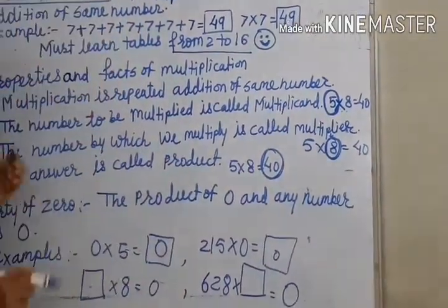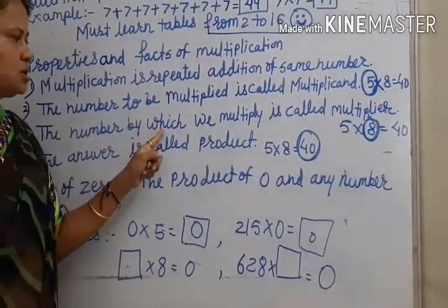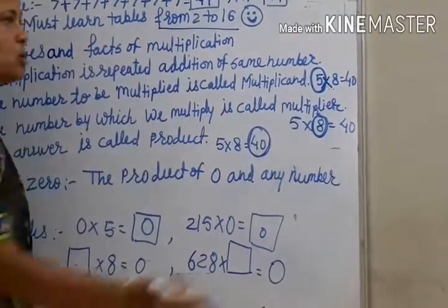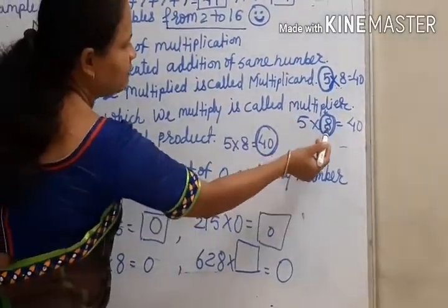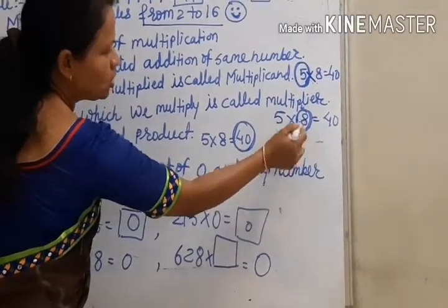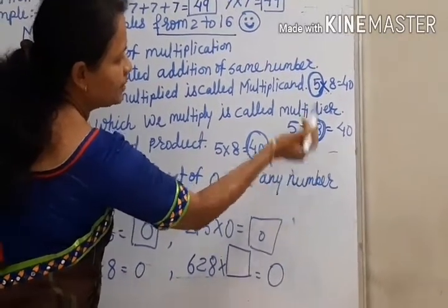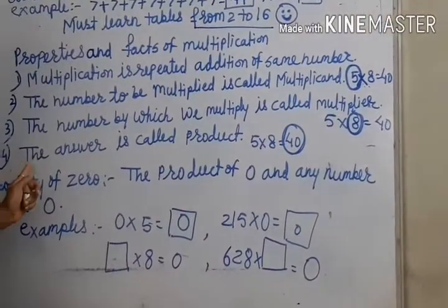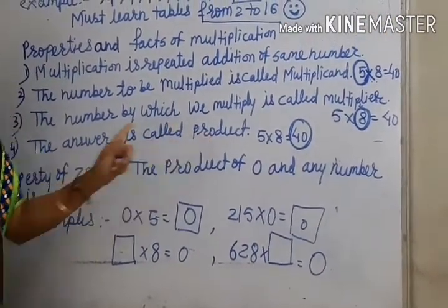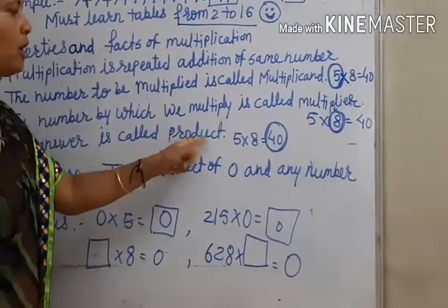Now let us go to the next fact. The number by which we multiply is called the multiplier. As I told you, in multiplication always two numbers are involved. So the number which is after the multiplication sign is called the multiplier. The next fact is the answer is called the product. Whenever we get the answer of multiplication, we call it a product.